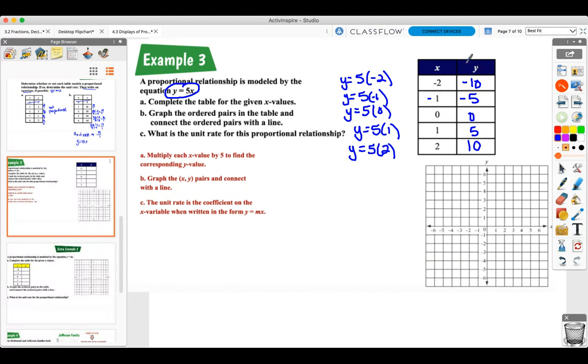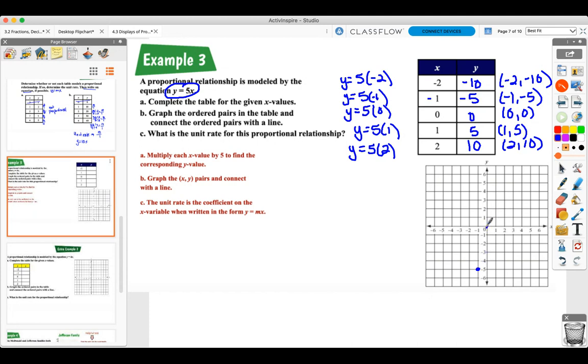So let's look at these points. Let's write them as ordered pairs. Your ordered pairs are kind of given over here. So it's negative 2, negative 10; negative 1, negative 5; 0, 0; 1, 5; and 2, 10. So negative 2, negative 10. We don't have 10 over here, so we're just going to skip that one. Negative 1, negative 5. So 1 to the left and down 5. That's your first ordered pair.